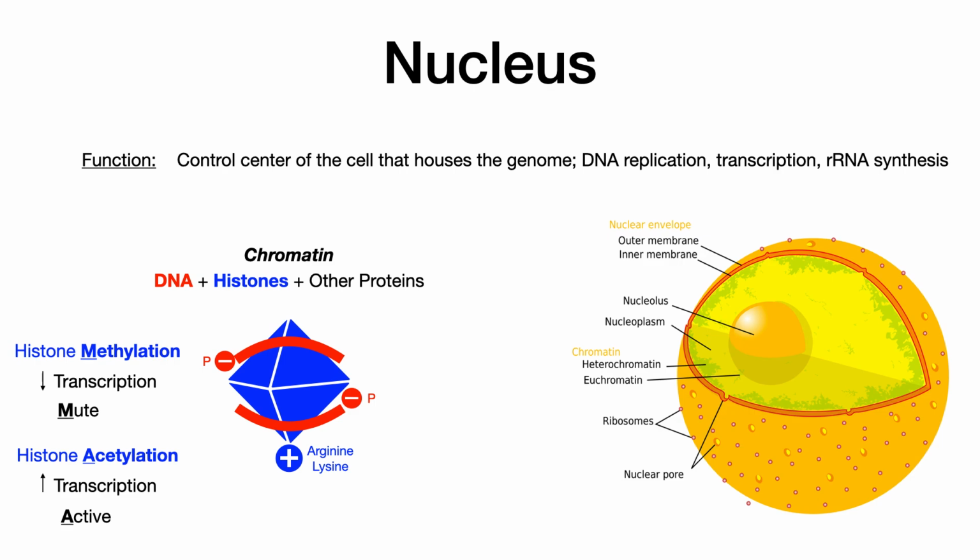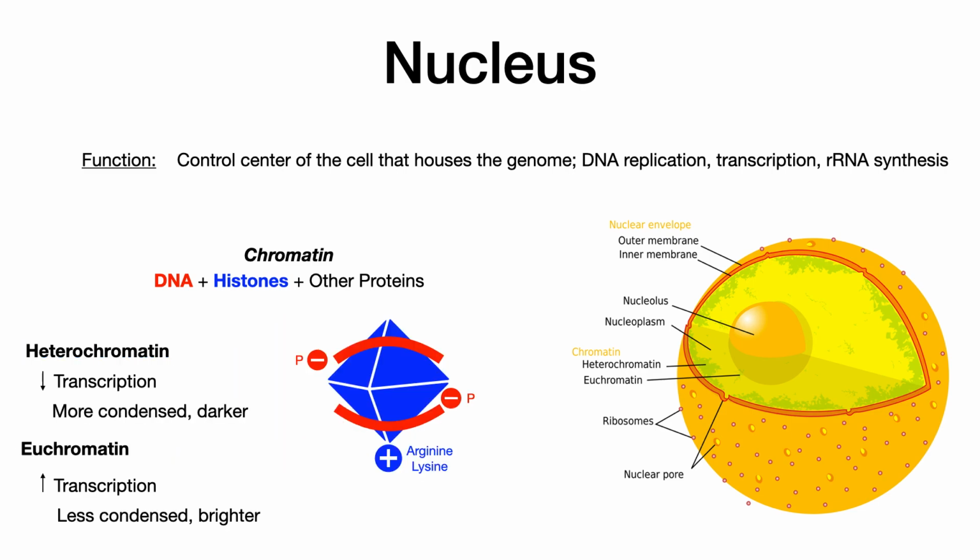But heterochromatin means that you have a state of decreased transcription. So the histones are more condensed and they appear darker. In euchromatin, you have increased levels of transcription. So we've got histones that appear less condensed and brighter because more cellular activity is happening, so they're less condensed. So again, here we go. Heterochromatin is decreased transcription, so more methylation. Euchromatin is increased transcription, so more acetylation.